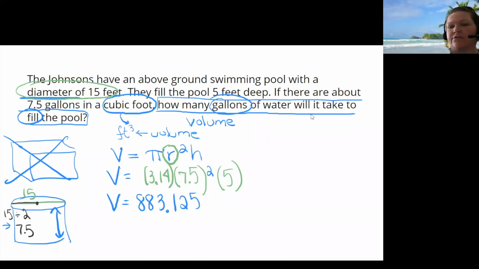Okay, so I got a lot of students so proud of themselves. They did all that hard work. They figured out it was a cylinder. They figured out it was volume, and they just stopped right here. 883 gallons. Yay! I'm so good at math.